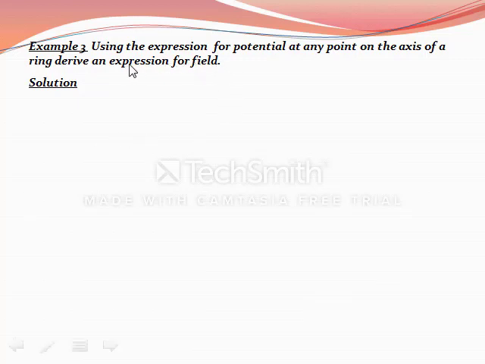So we'll be continuing with the discussion of problems on potential. Now, this is the thing. Using the expression for potential at any point on the axis of a ring, we have to derive the expression for field. Let's draw the diagram.